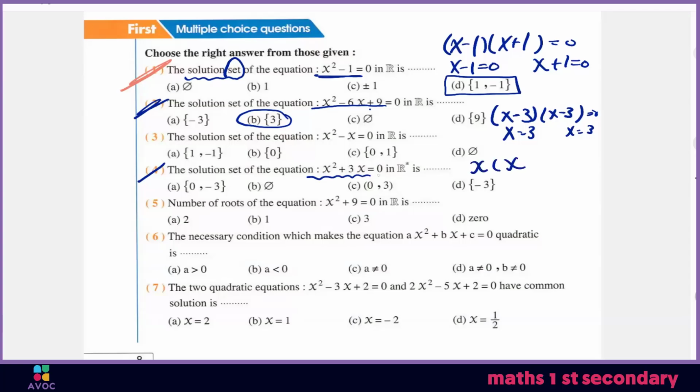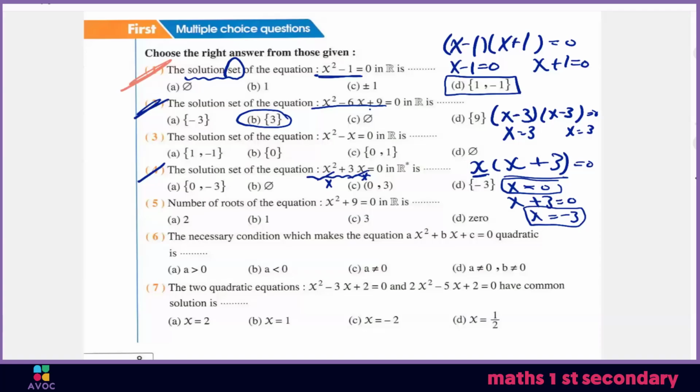So when you take x as a common factor, you divide each term by x. x power 2 divided by x will be x, plus 3x divided by x equals 3. So the result equals 0. So this is x times x plus 3 equals 0. So x may be 0 and x plus 3 may be 0, so x here is negative 3. So now I have two solutions for this equation, 0 and negative 3.